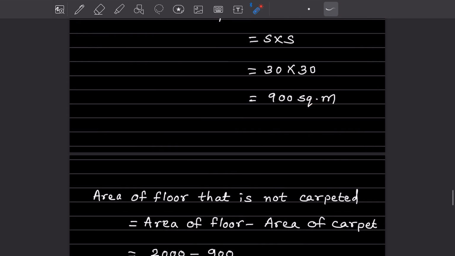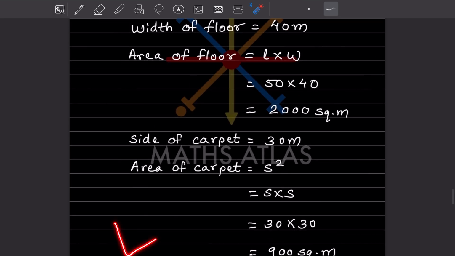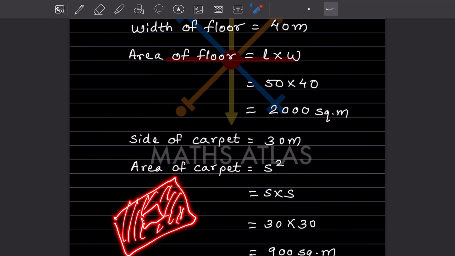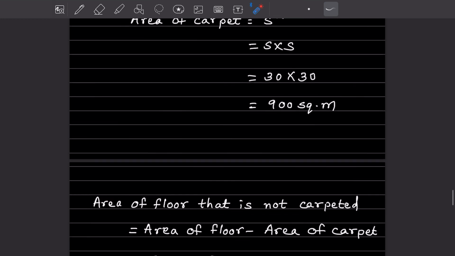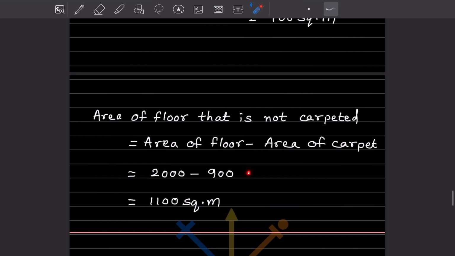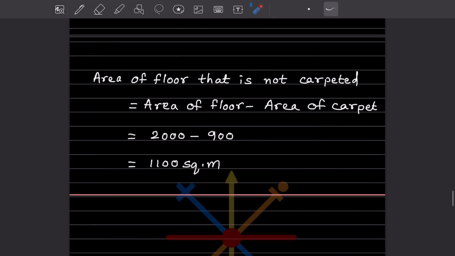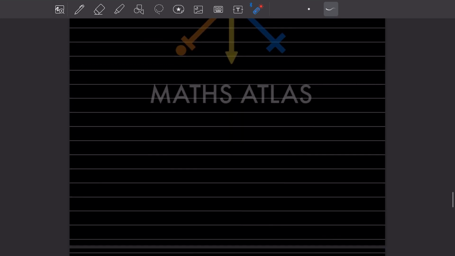So now what are you going to do? They said area of floor that is not carpeted. As I told you in the diagram, from this rectangle you are going to subtract this carpet. So you get this area, isn't it? This area is what is not carpeted. So area of floor minus area of carpet, that is 2,000 minus 900, and you get 1,100 square meter, because area means you have to write in square meter.